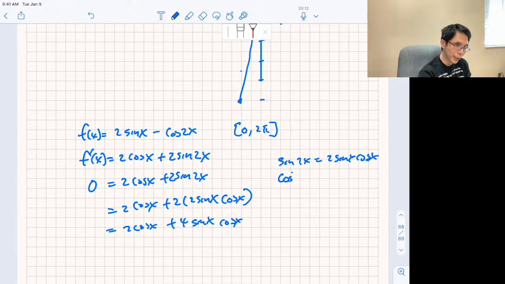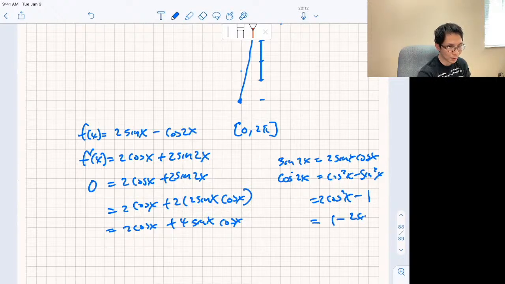And make sure you know the other one too. It could be cosine square of x minus sine square of x. And that's the one I remember. I can derive the other two. I'll substitute sine square equal to 1 minus cosine square. So that'll be 2 cosine square of x minus 1, or equal to 1 minus 2 sine square of x. So those are things that were kind of important in the past that are going to come back to help you or hurt you.